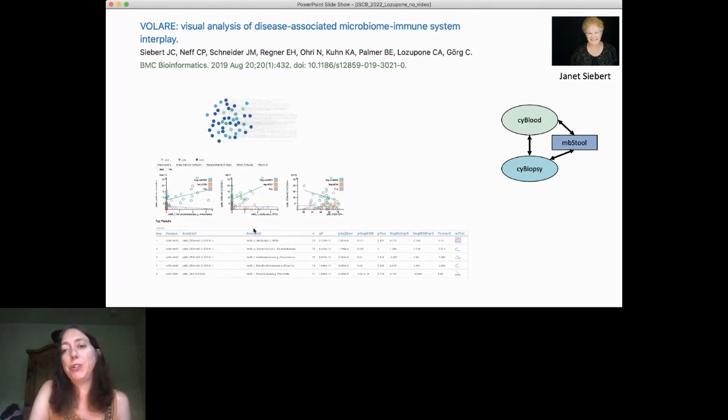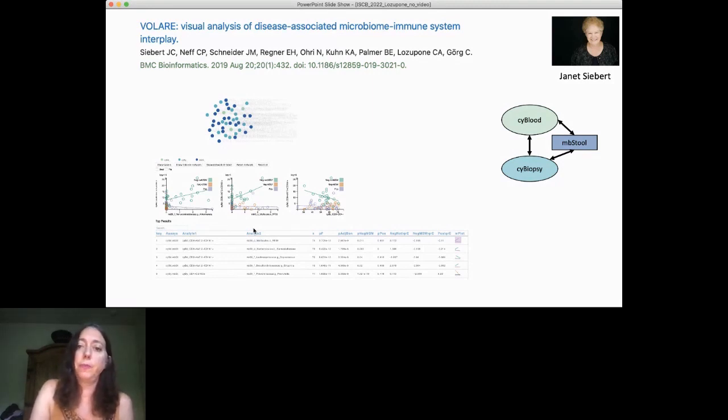So I'm going to briefly show you the results of applying Volari to an analysis that we did where we had really complex immune data that we generated from blood and biopsy data using a high throughput technique called CyTOF. And then we also had 16S microbiome data from the stool of the same individuals.